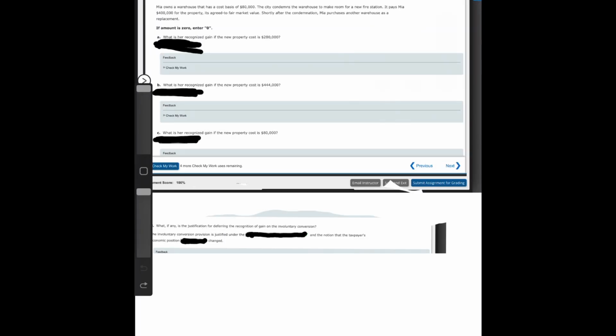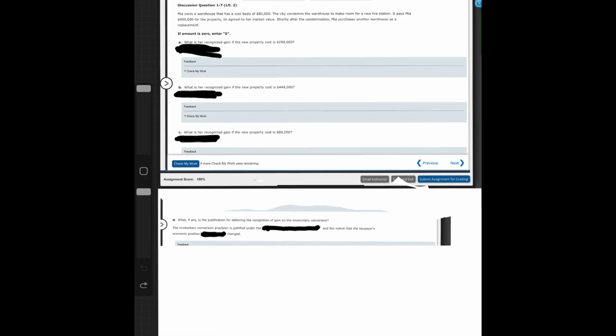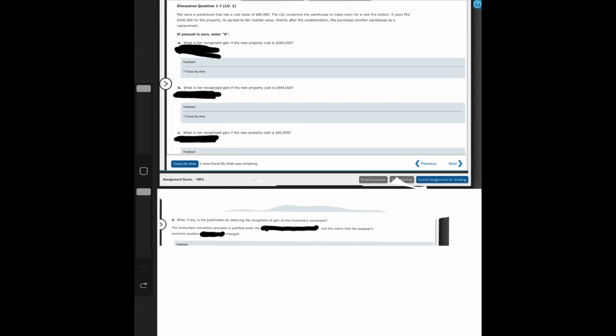Okay, so here's number 4 on the chapter 1 homework. It says, Mia owns a warehouse that has a cost basis of $80,000. The city condemns the warehouse to make room for a new fire station. It pays Mia $400,000 for the property. It's agreed to fair market value. Shortly after the condemnation, Mia purchases another warehouse as a replacement. What is her recognized gain if the new property is $280,000?